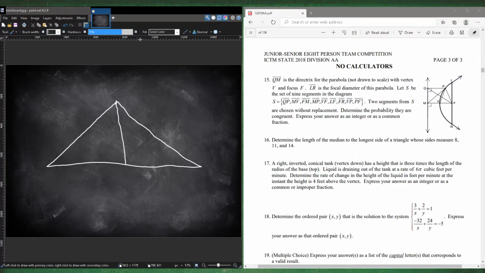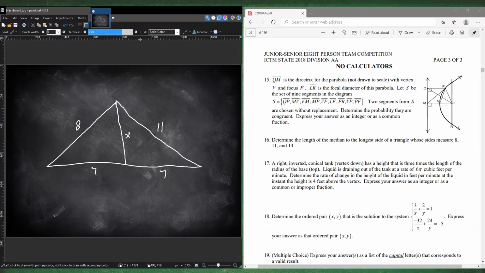So let's say somewhere right here. So this is 8, 11. So the median to the longest side means the 14 becomes 7 and 7. And we have to find the length of this median. So we have to find this length. So let's call that x. And there's actually a really good formula to use for this, and it's called Stewart's theorem.